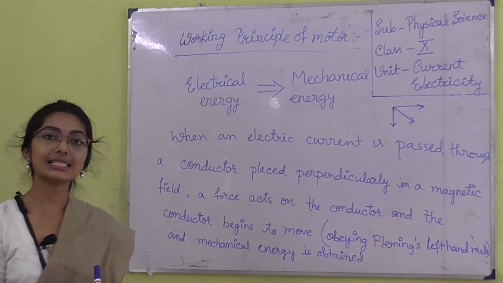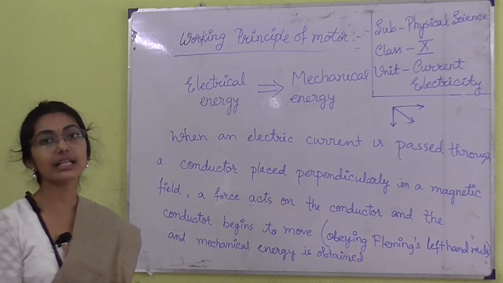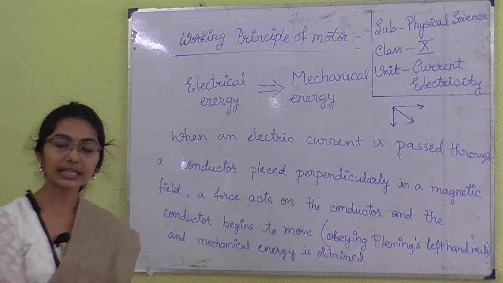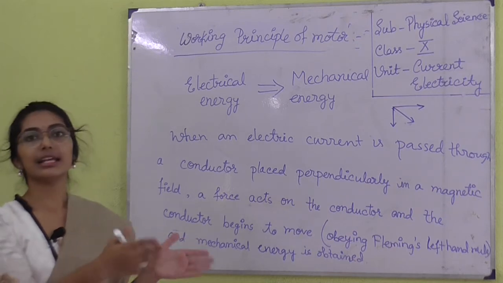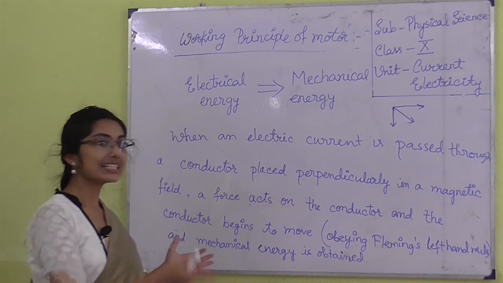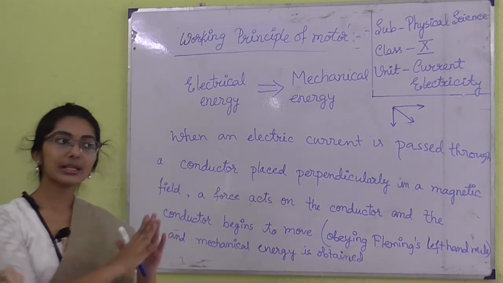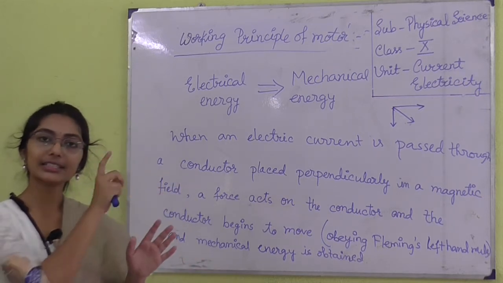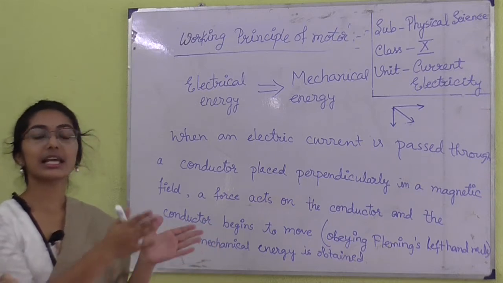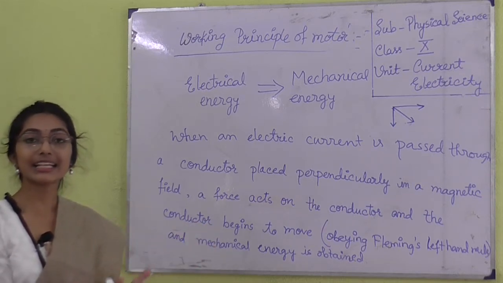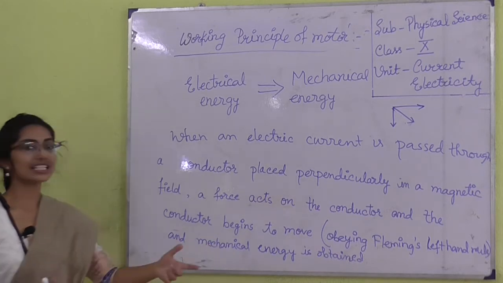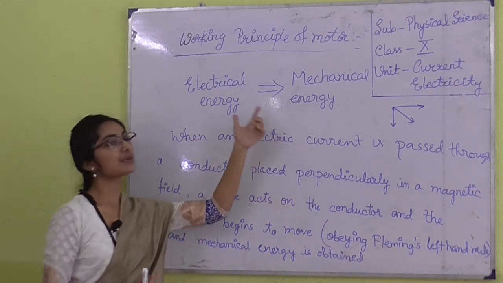From where is electric energy generated? It comes from the electricity that is passing through the conductor, which is placed perpendicularly in a magnetic field. So that's why it is in motion. Actually, a conductor was previously there, and it is placed in between a magnetic field. That's why it starts moving and mechanical energy is obtained. This is the working principle of a motor.